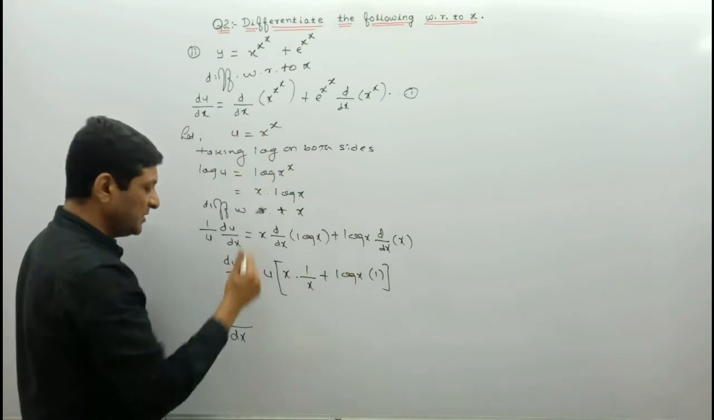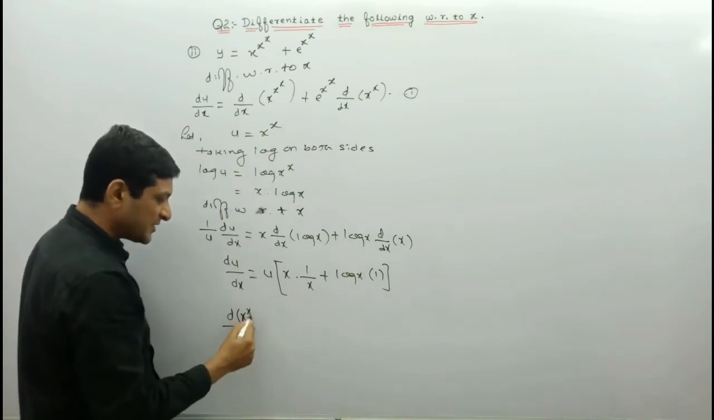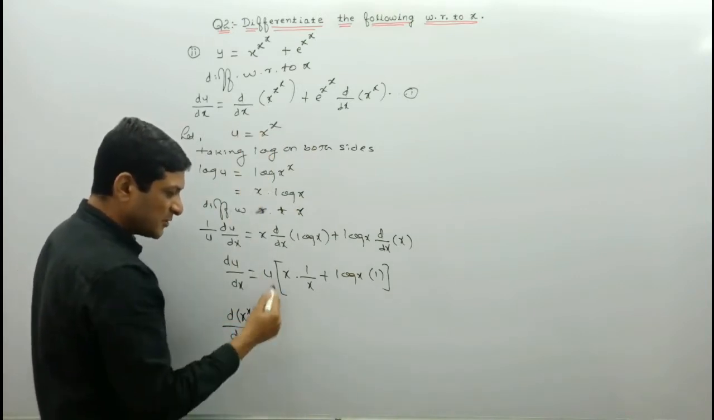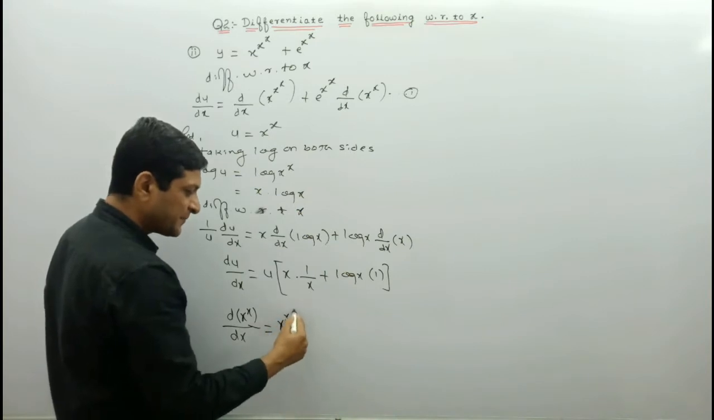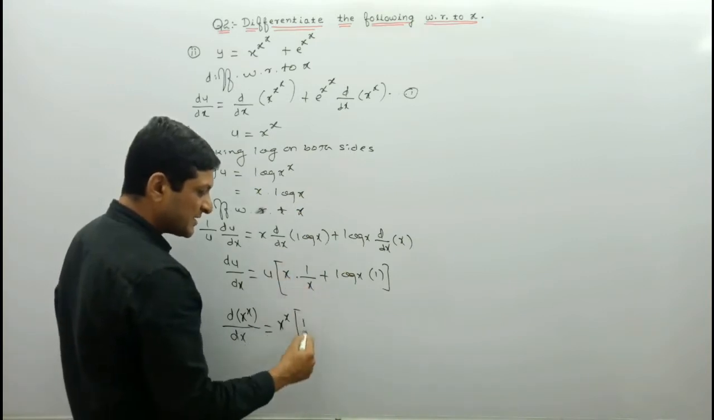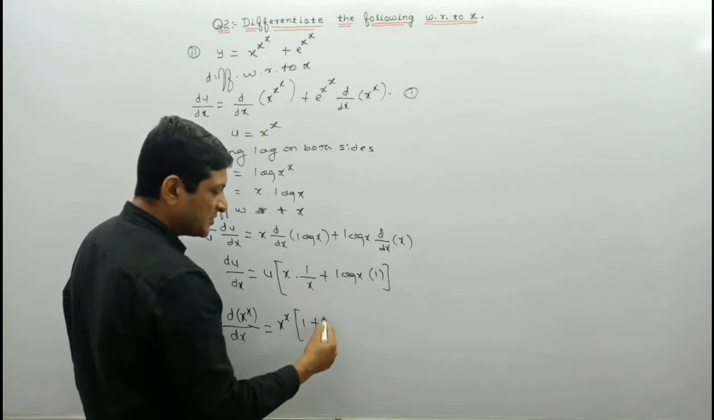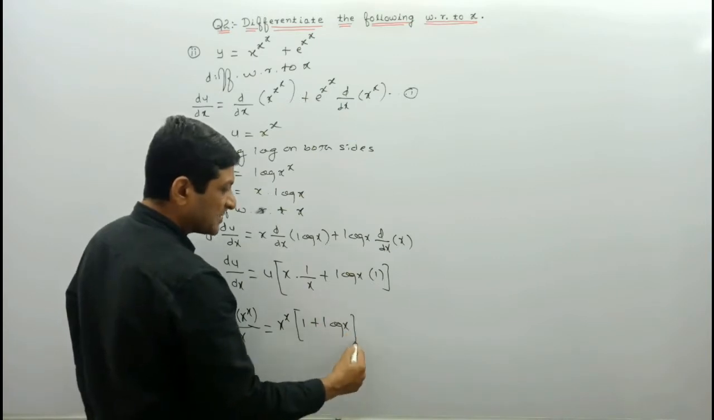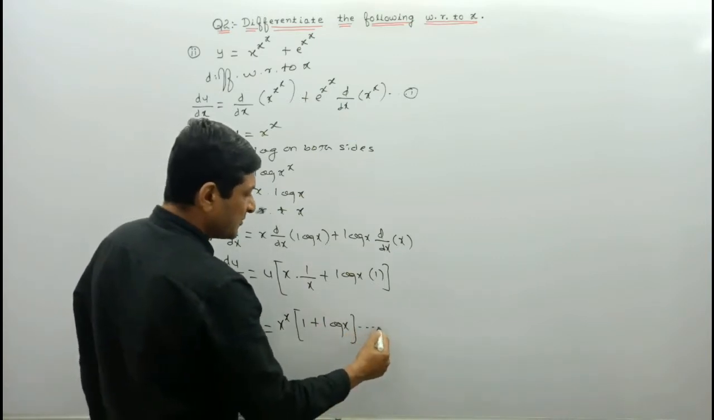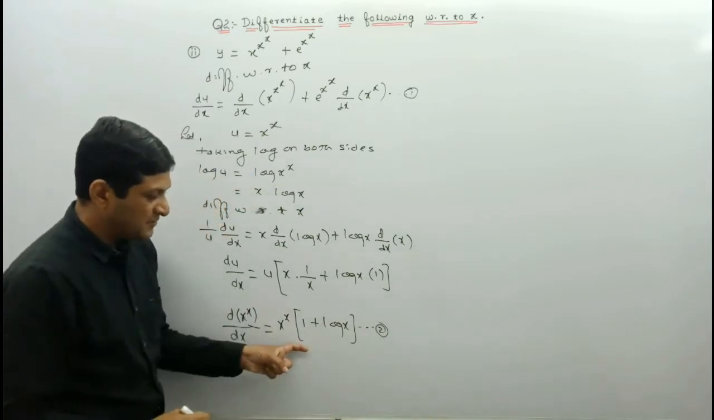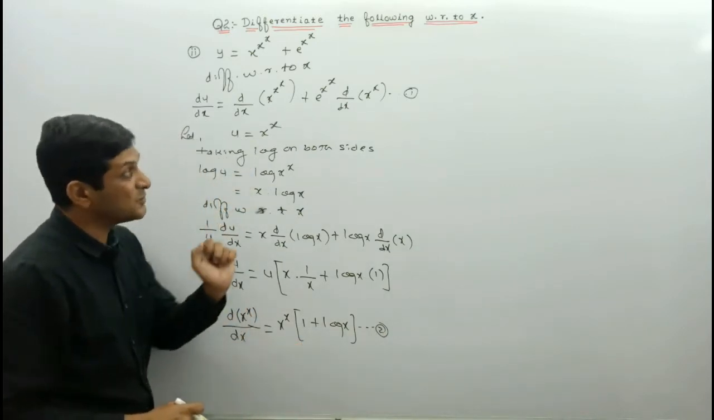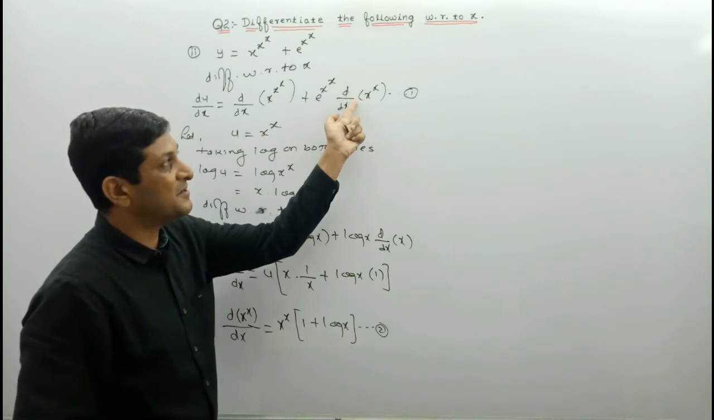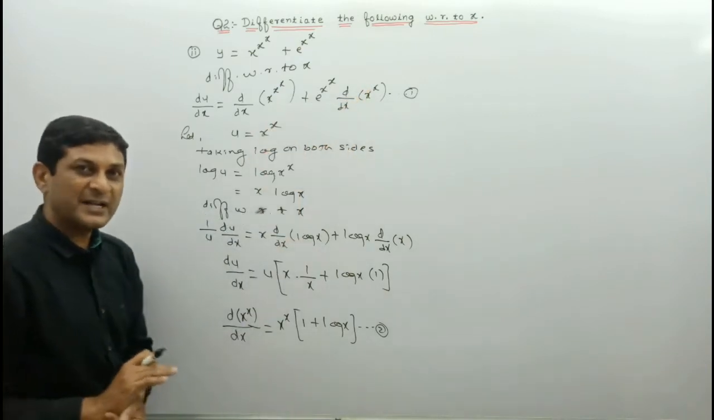What is the value of u here? u will be equal to x raised to power x. On this side also replace u by x raised to power x. In this square bracket, x will get cancelled, we will get 1, and here log x into 1 will be equals to what? Log x. Let us denote this equation by equation number 2, because this is the differentiation of x raised to power x, and here we will require the differentiation of what? x raised to power x.